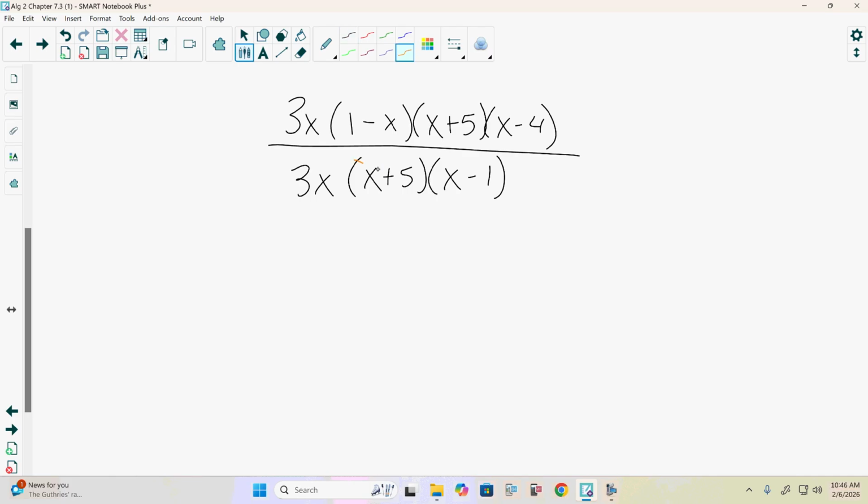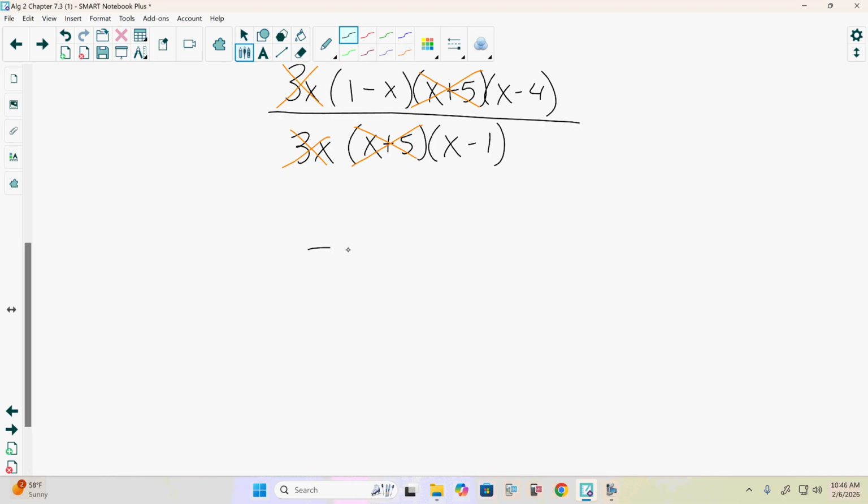Now, one of the ones that we can see for sure is x plus 5 and x plus 5, because x plus 5 over x plus 5 simplifies to 1. They simplify out. What else is going to simplify out? Well, 3x over 3x. Again, we can move those out to the front or to their own fraction. 3x divided by 3x is 1. It simplifies out. Now, what that leaves us with, on top we have 1 minus x times x minus 4. And on bottom we have x minus 1.